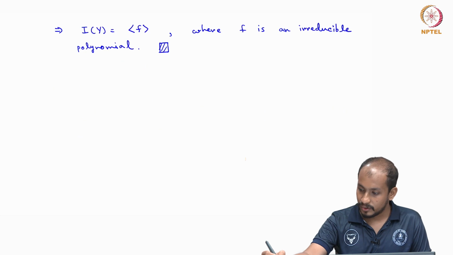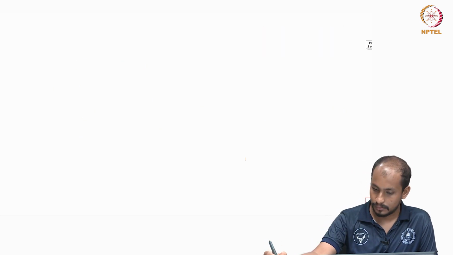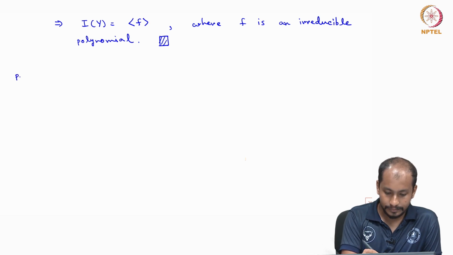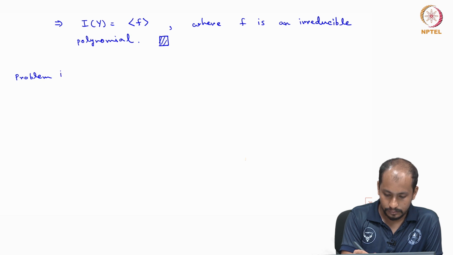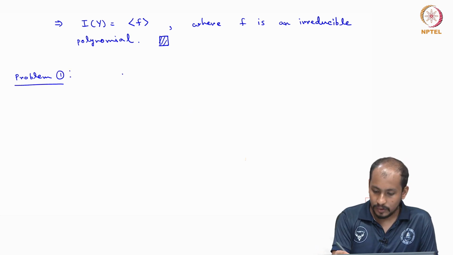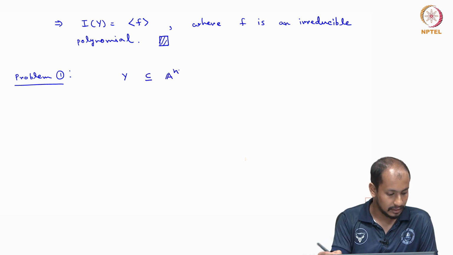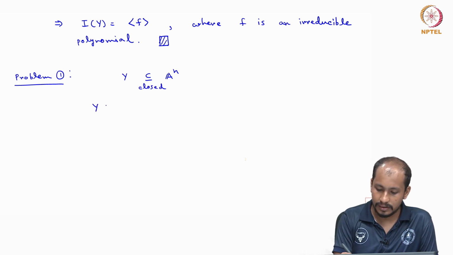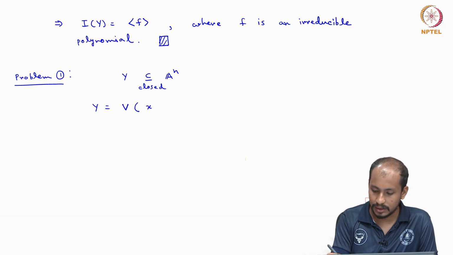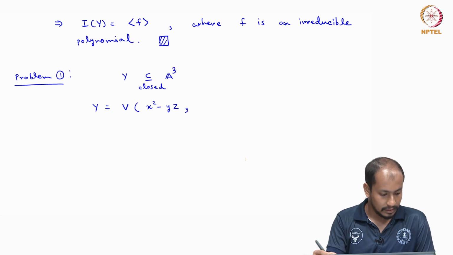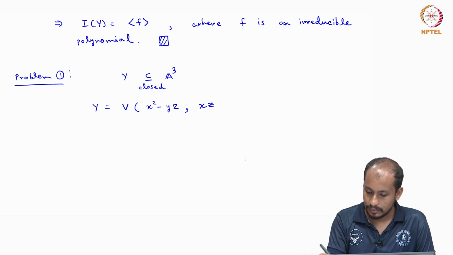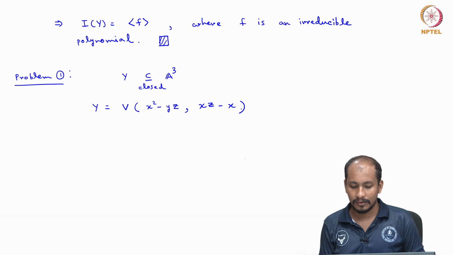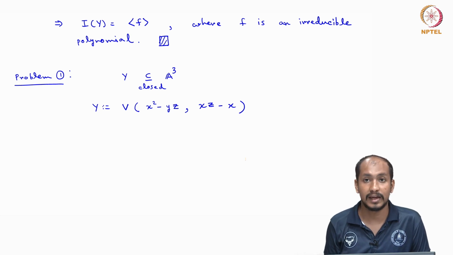Okay, now I will do a problem from Hartshorne. Suppose Y is an algebraic set, closed, where Y is defined as the zero set of these polynomials, x squared minus yz, comma xz minus x. This is inside A^3. So suppose this Y is this algebraic set in A^3.